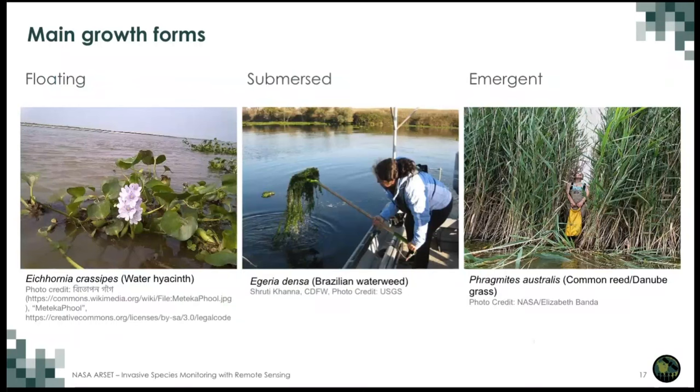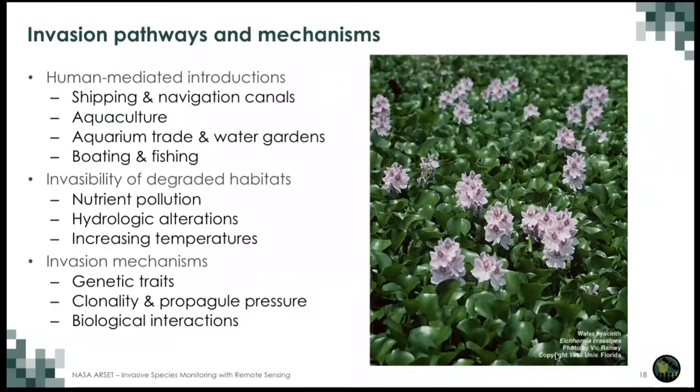There are floating plants that occur on the water surface. There are submersed aquatic plants that are rooted underwater, but potentially top out to form surface mats. And there are emergent aquatic invasive plants that have erect stems above or on the surface of the water or saturated soils such as those in wetlands.